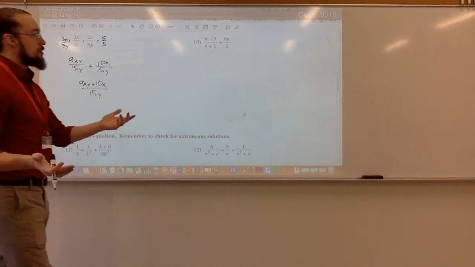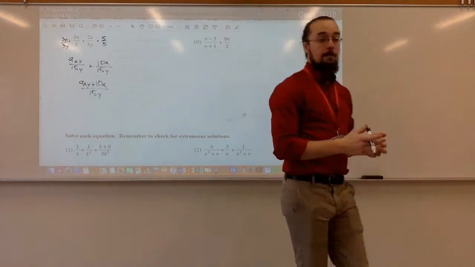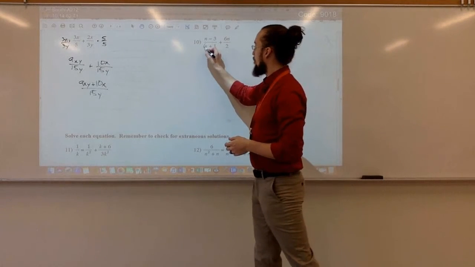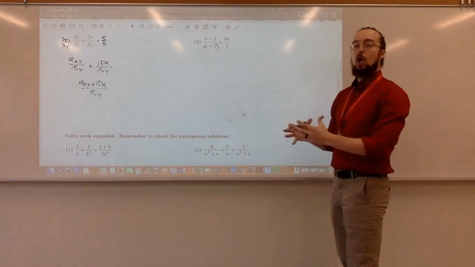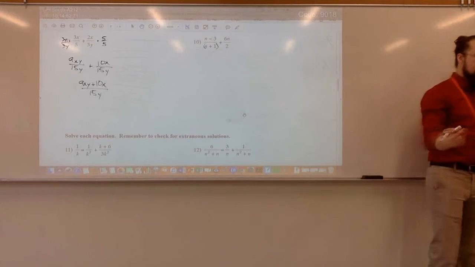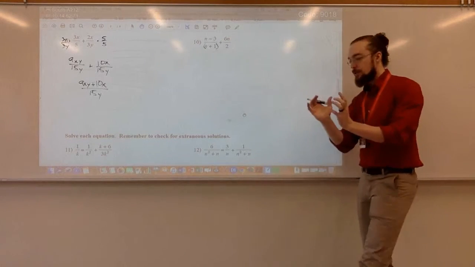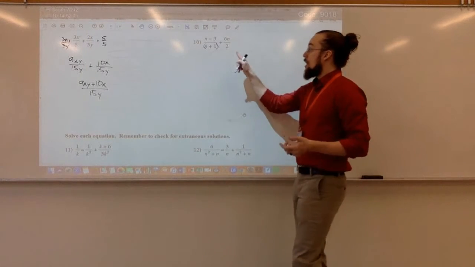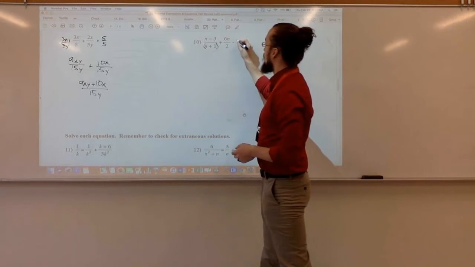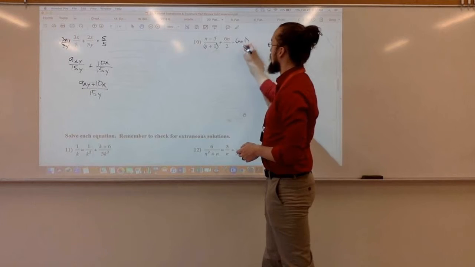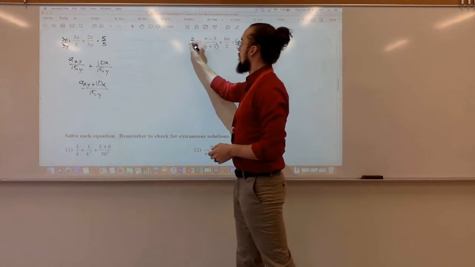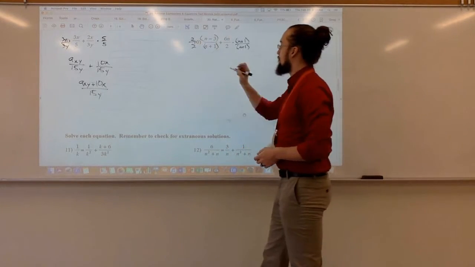Number 10 is pretty similar. Again, my denominators don't have any factors in common. And remember, we're thinking about this n plus 1 as its own factor. Right? n isn't a factor and 1 isn't a factor. n plus 1 is an entire factor. So I would have to multiply this one by n plus 1 over n plus 1, and then this one by 2 over 2.